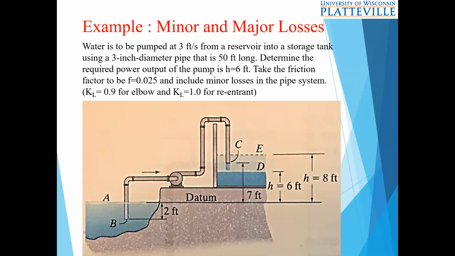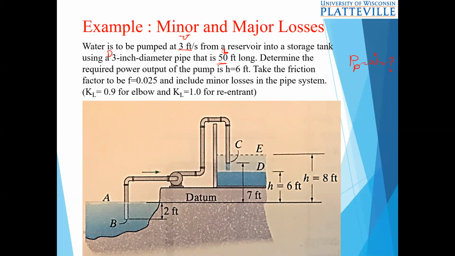So let's see what is given and what we need to find. Water is to be pumped at 3 feet per second, so the velocity is given, from a reservoir into a storage tank using a 3-inch diameter pipe that is 50 feet long. So the diameter and the length of the pipe are also given. Determine the power output for the pump. Okay, so we want to find the power for the pump, W dot in your textbook, or P for pump.